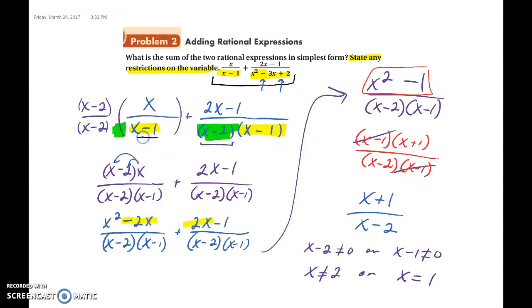Here we looked at our denominators, and we said, all right, what are we missing? Well, we need to multiply by x minus 2, so we multiply by x minus 2 over x minus 2. And then we added our numerators across, and then we looked to simplify, like we did. All right, so nothing changes. It's the exact same thing.